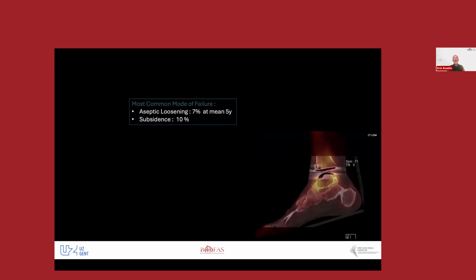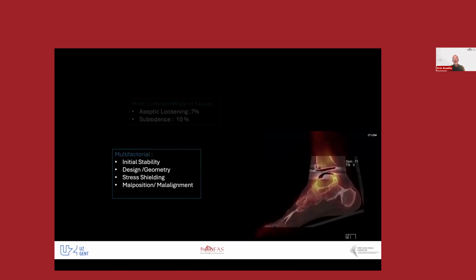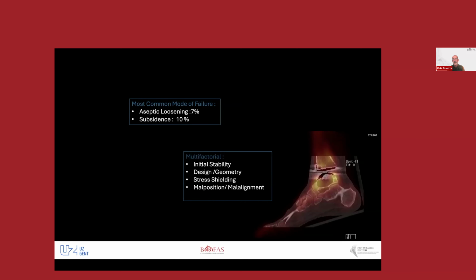So if you look at the mode of failure, most common will still be aseptic loosening and subsidence, about 10%, where we're not doing as well as in the hip, where there's only 2 or 3% at 10-year follow-up. And that means that there is probably a problem of initial stability.